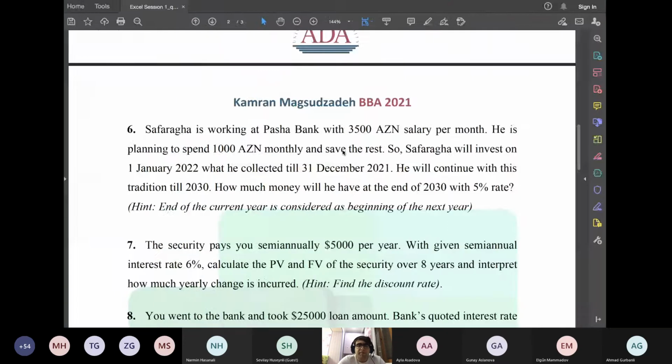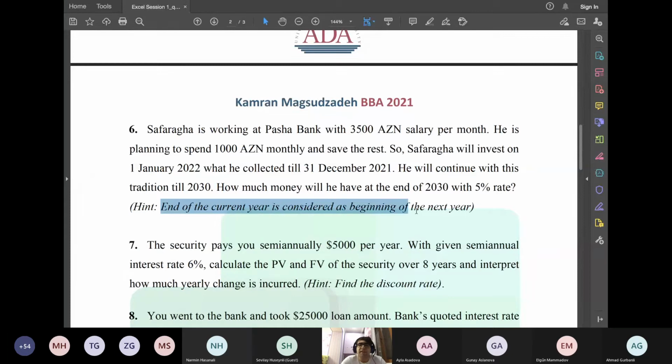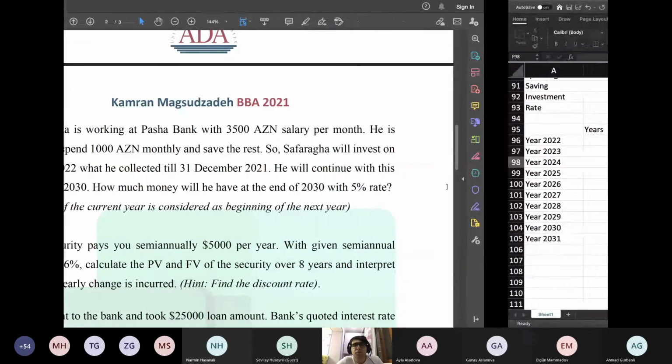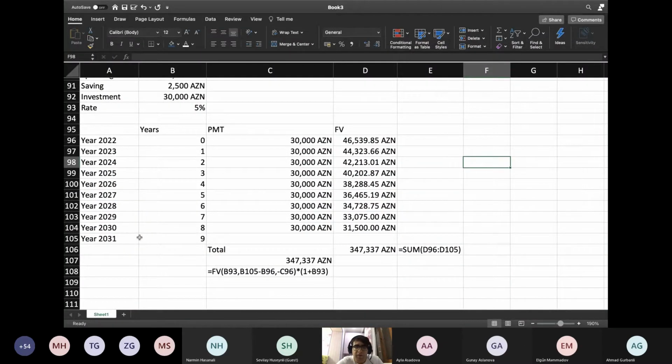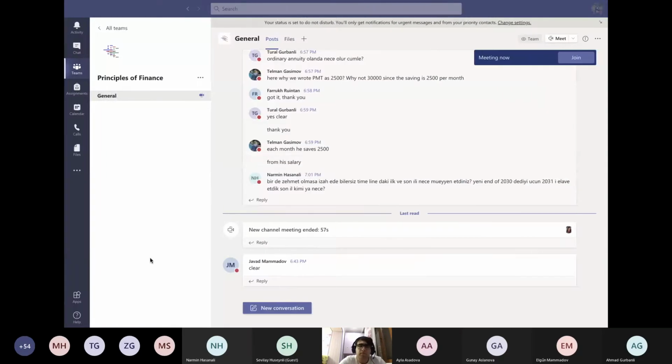Because, Nərmin, as I said here, end of current year is considered as beginning of next year. So the question is asking you how much money will he have at the end of 2030. So it means end of 2030 is beginning of 2031. Generally, we have to find the total amount of money we will have in the beginning of 2031. Therefore, I gave here also 2031. You should give it here. Is it clear, Nərmin?